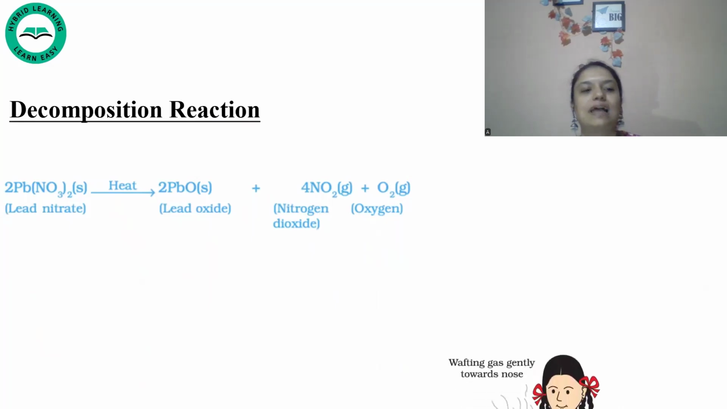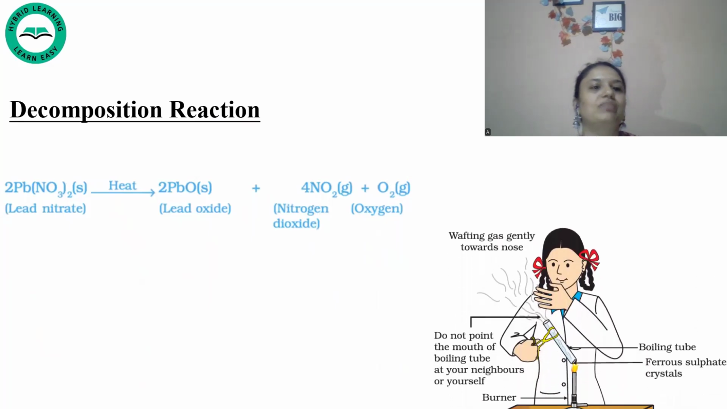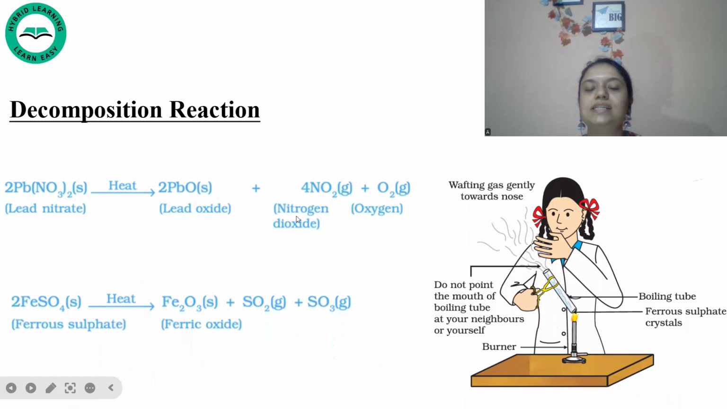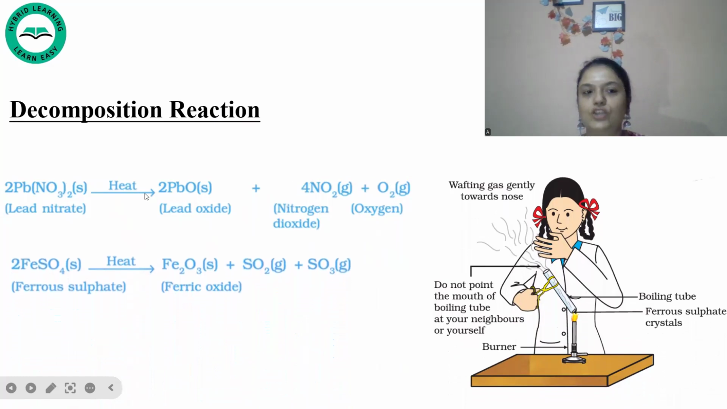Okay. So let's talk about the first equation. We have lead nitrate. Lead nitrate in the presence of heat forms lead oxide plus nitrogen dioxide plus oxygen. So lead nitrate is being heated, and these are the products which are formed. So in combination reaction, what happened? Two reactants were reacting to form a single product. In decomposition reaction, a single reactant is getting divided into 2 or 3 products. Okay. Now, second is ferrous sulfate, which on heating produces ferric oxide, sulfur dioxide, and sulfur trioxide.